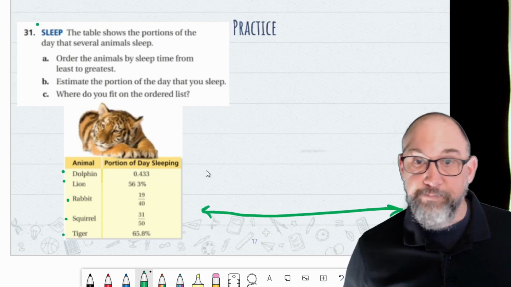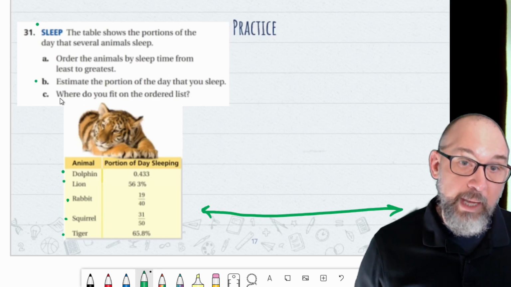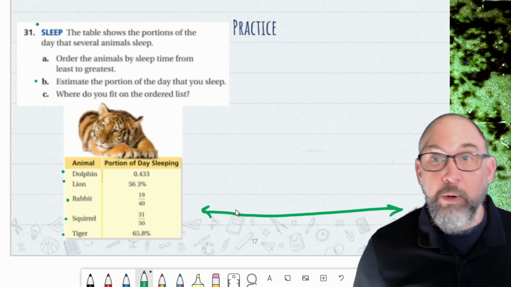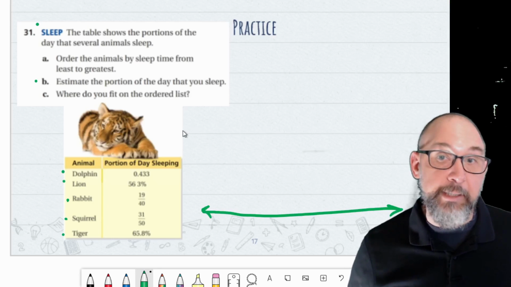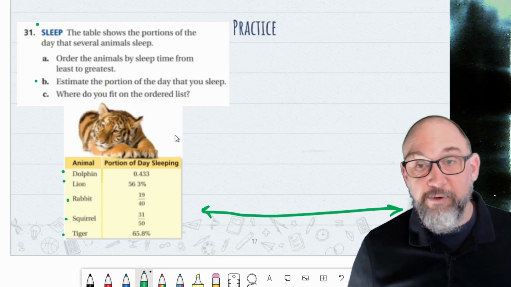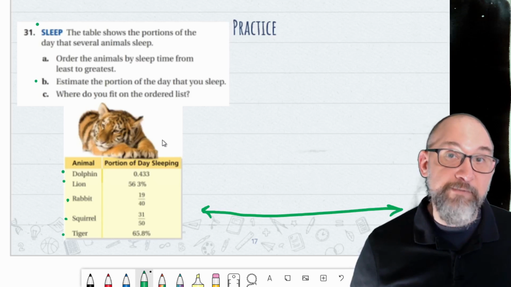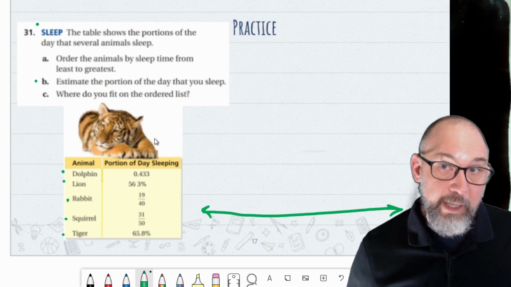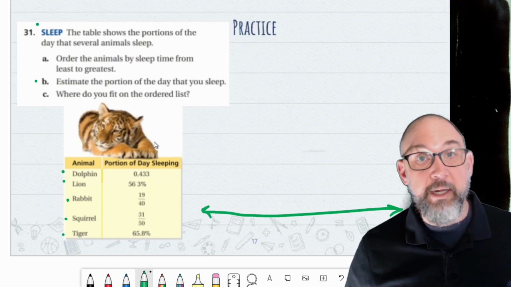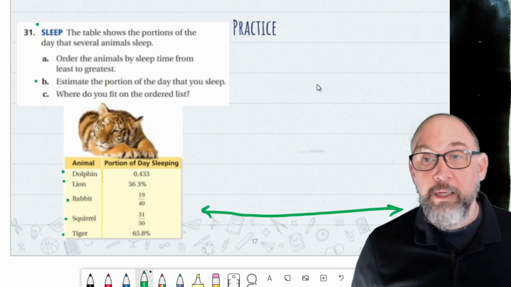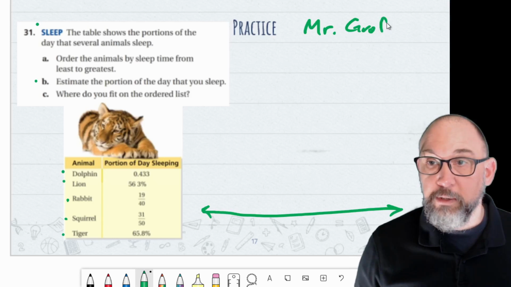From least to greatest. Part B says estimate the portion of the day that you sleep and where you fit on the ordered list. So on your number line, I'm going to want to see you in there. You have to think, well, how long do I sleep? For me, I generally fall asleep anywhere from 9 to 10, and I'm usually up around 5. So if I estimate around 9 I go to bed, I sleep till 5, 9 until midnight, that's 3 hours, and then midnight to 5, that is 5 hours. So where I would fall would be at 8 hours.